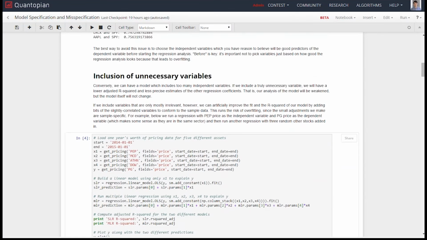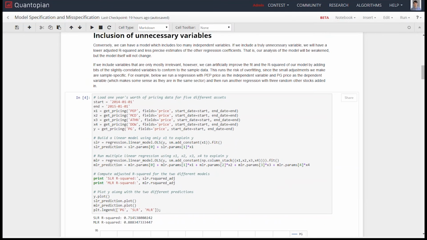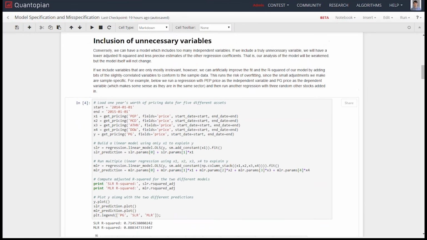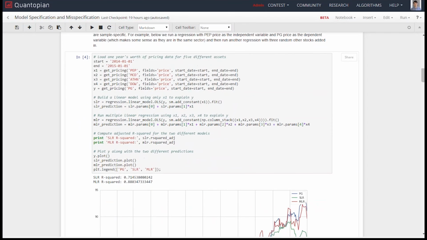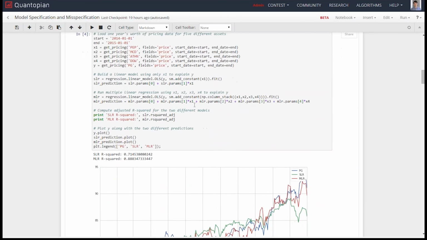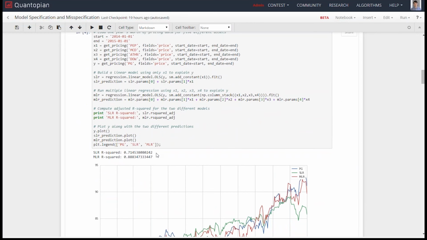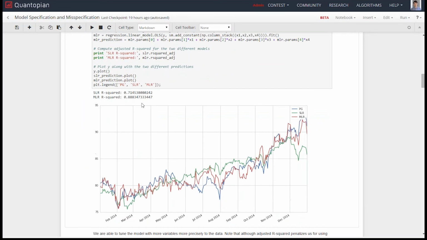Inclusion of unnecessary variables. This is actually a similar example to the one that we did in the overfitting notebook, but I'm going to go through it again because I think it's an important one. Let's say that you have a model and you're trying to predict the price of PG using these four ticker symbols. You do a single linear regression using one that you hypothesize is in the same industry and therefore should have some relationship, and then a multiple linear regression using all of them. What you can see here is that the R-squared of the single linear regression is not bad, it's 0.71, and the R-squared of the multiple linear regression is 0.88 or 0.89, which is good.